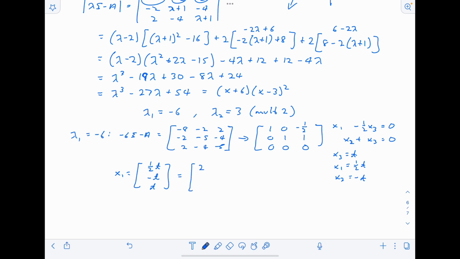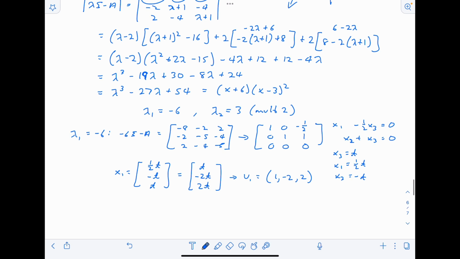I'm going to write this as 2t, t, right? Multiplying by 2 is t, -2t and 2t. It doesn't matter because, again, we're going to normalize this anyway, but I don't want to deal with the fraction when I'm having to normalize and do the square root and everything. So this will just make some of the work a little bit easier. But what that tells me then is we've got an eigenvector of 1, -2, and 2. Okay? Now we need to normalize that.